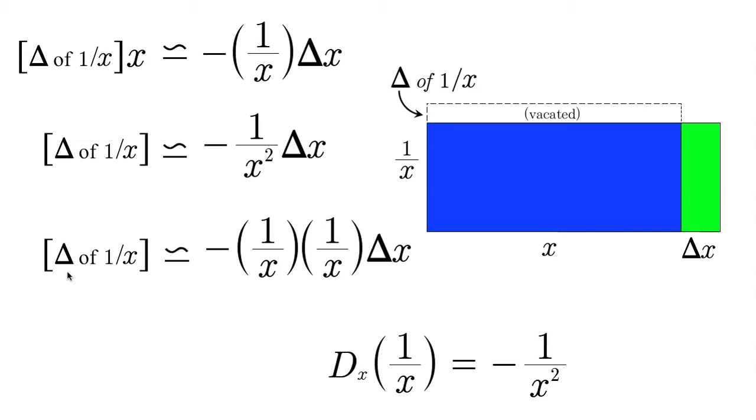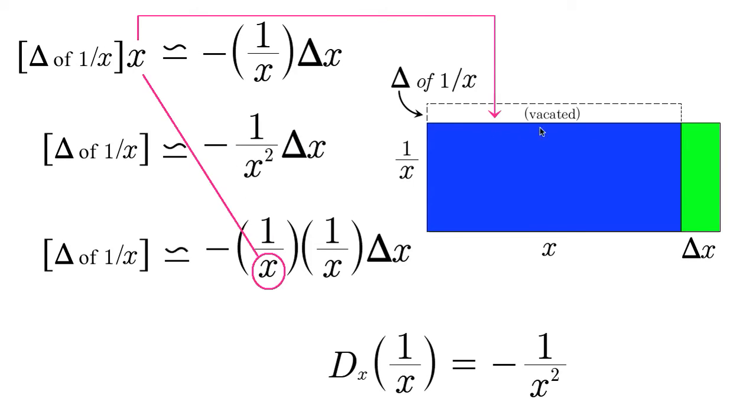Let's remind ourselves where they came from. This 1 over x came from here, and that in turn came from there. It was the height of the rectangle representing the area created. On the other hand, this 1 over x got here because the x on the bottom was this x over here, which was the width of the area vacated. So they got there for different reasons. And what we want to see is, how can we see that we need both those things?